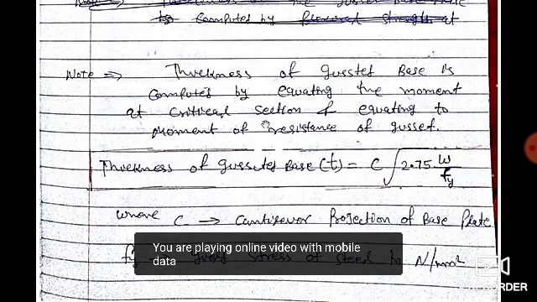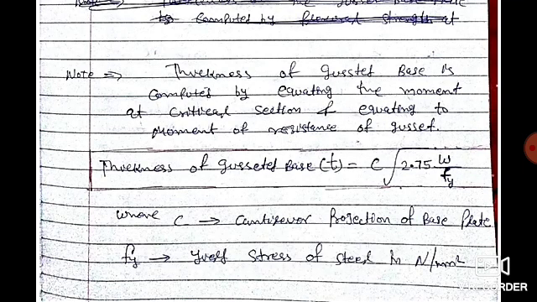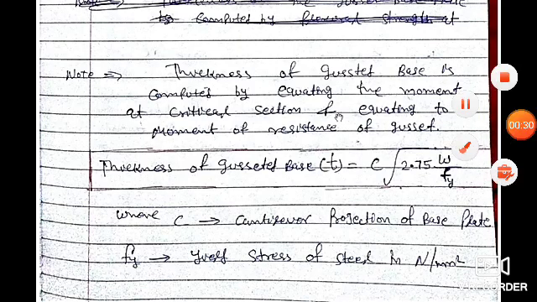Next, the thickness of the gusset plate is computed by equating the moment in the critical section to the moment of resistance of the gusset. The gusset plate's minimum thickness is 16 mm. This is the minimum. How do we determine the gusset plate thickness? There is a given formula, by equating the moment of resistance of the gusset.